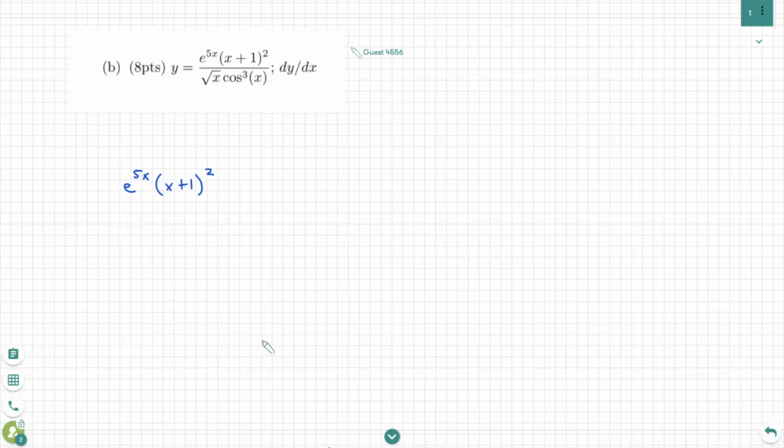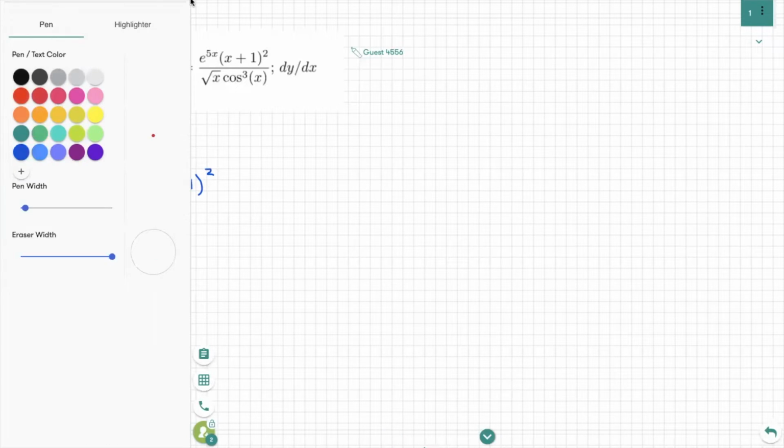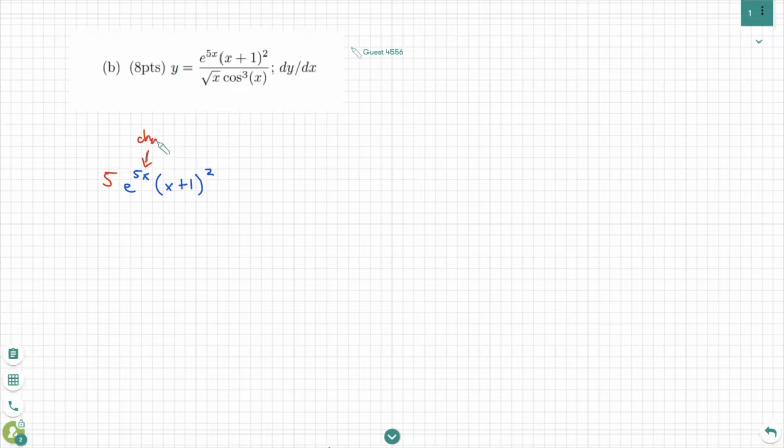Would it be 5e to the x? 5e to the x, this is a function. Okay, got it. Yeah, you have to use chain rule here. Plus e to the 5x times 2 times x plus 1. Now we can probably simplify that second term to 2x plus 2, but let's just keep it like that for now.